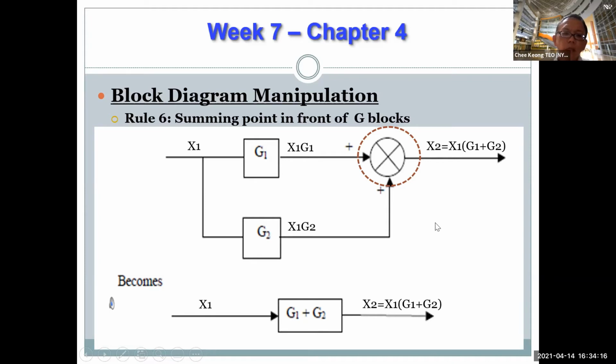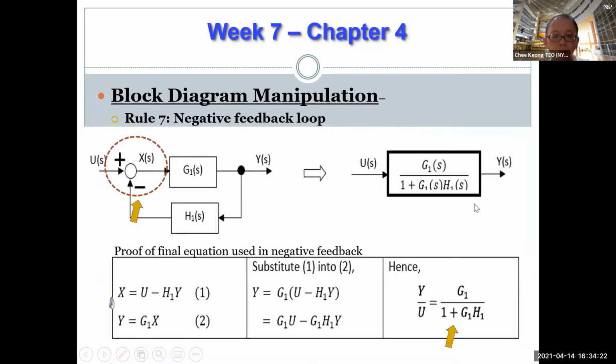Now, rule 7, rule 8 deals with feedback. This one is both feed forward, no feedback, right? Rule 7, for block diagram manipulation: when the summing point is at the back of two blocks, use the formula G/1 plus GH for negative feedback. If you just remember it, it is very straightforward. If you have a forward path and a feedback path and the feedback is negative, then the closed loop transfer function, as they always call it, will be G/1 plus GH, right?